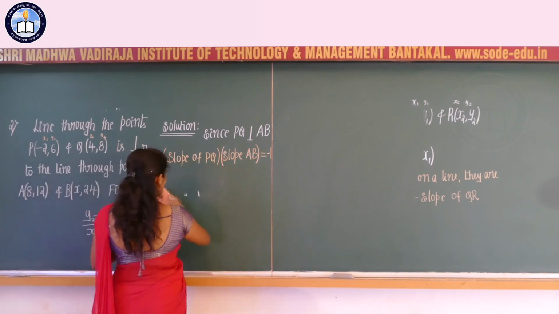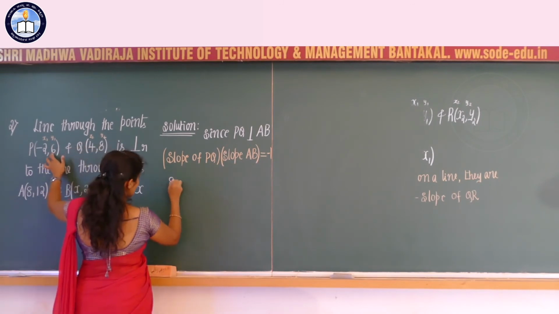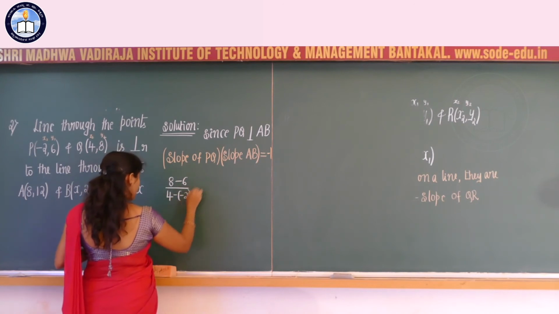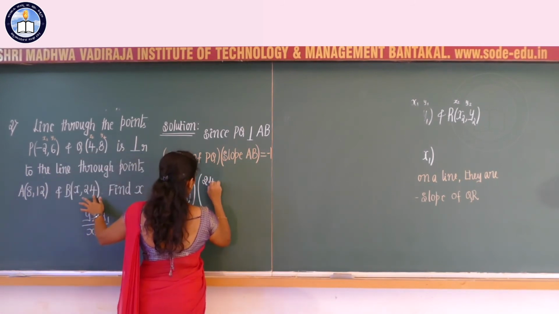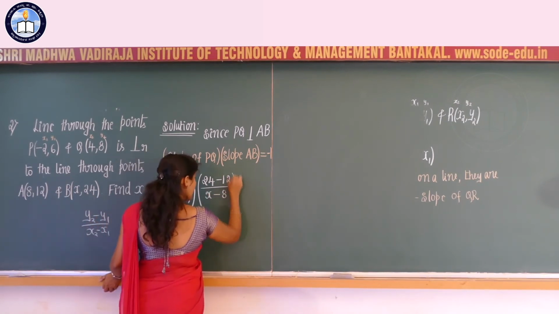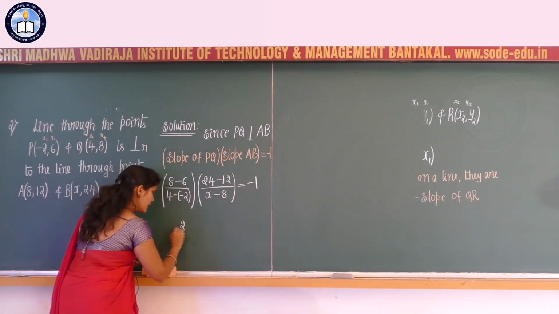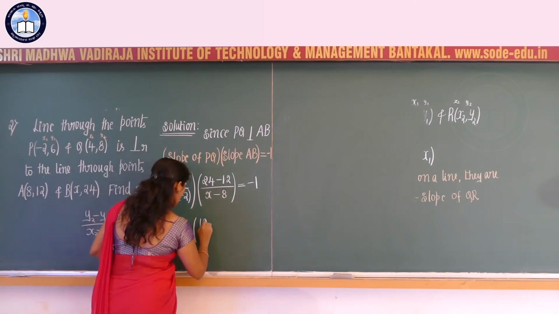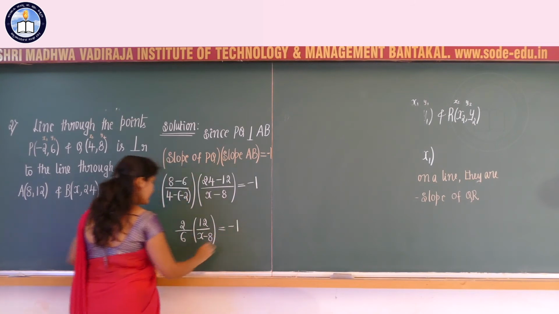If required, we can write it in 2 steps. 8 minus 6 divided by 4 minus of minus 2, into slope of AB, that is 24 minus 12 divided by x minus 8, is equal to -1. 8 minus 6 is 2, divided by 4 plus 2, that is 6. 24 minus 12 is 12, divided by x minus 8 is equal to -1.